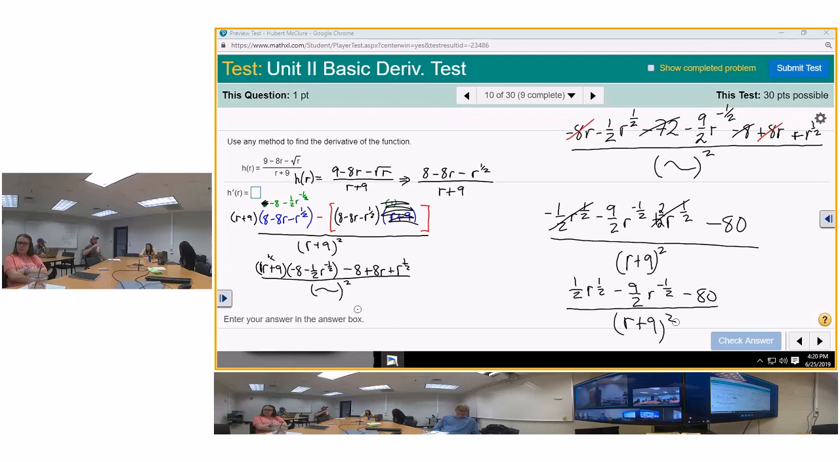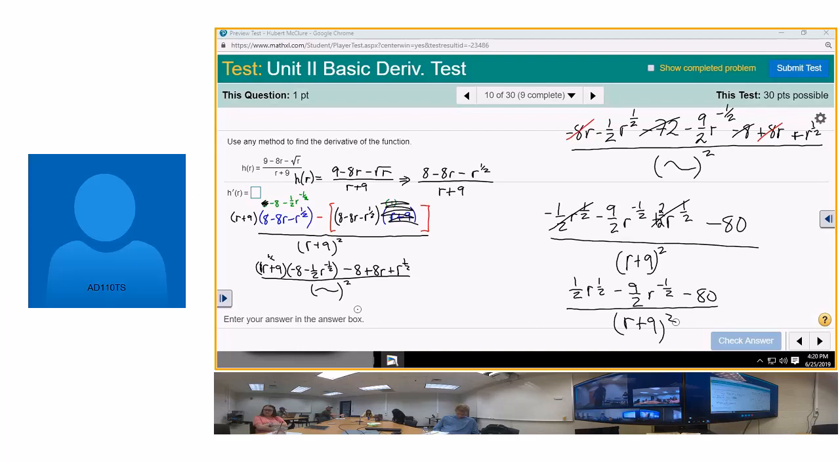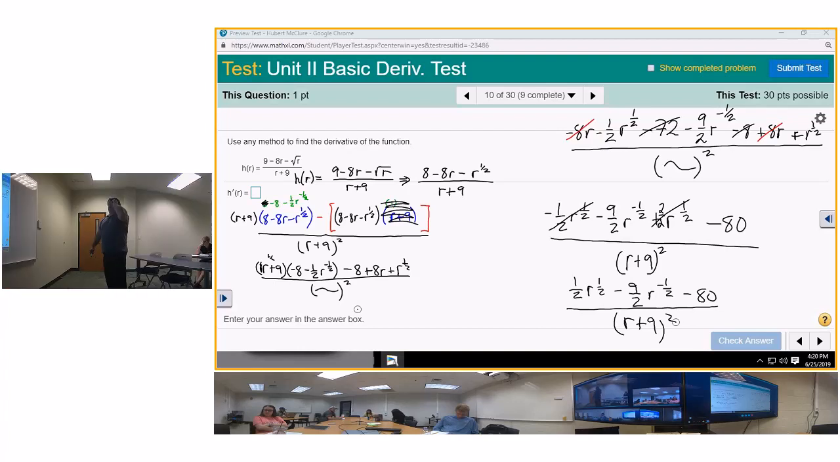Really hard for me to believe that they wanted this to come out this way. I don't think it's going to get much better if you do the product rule. I'm trying to think of the way they want the answer, because I don't think you can do anything more.